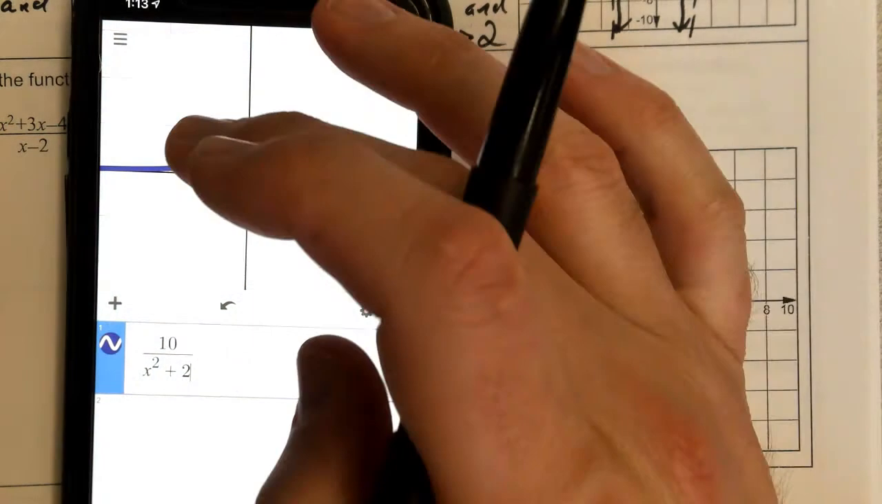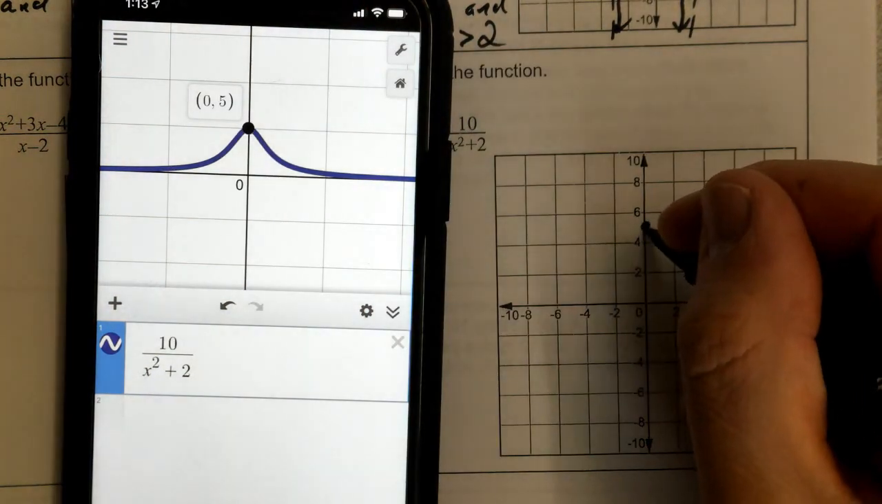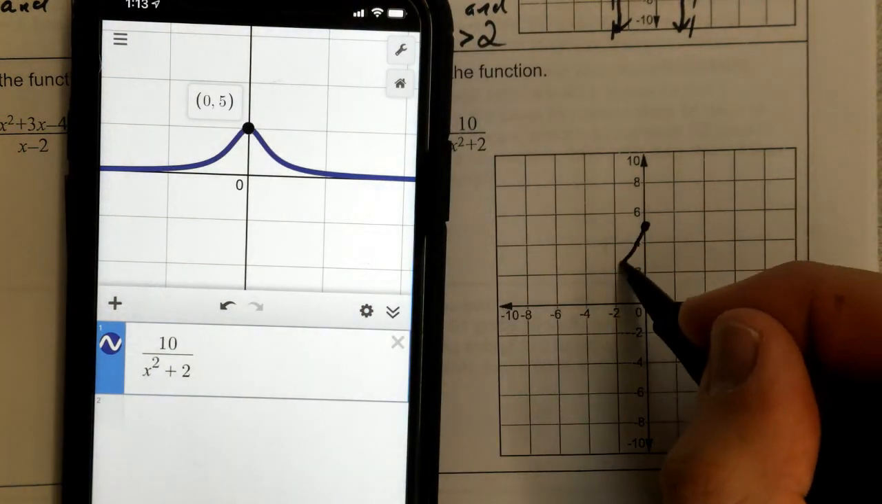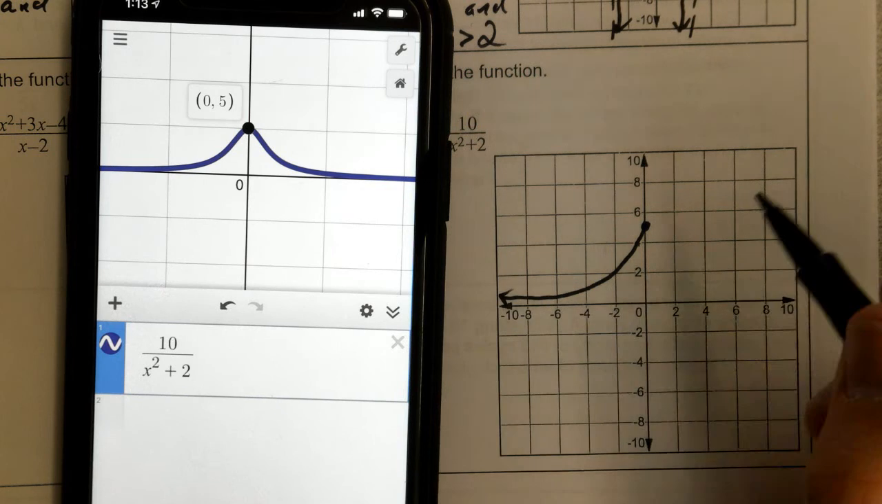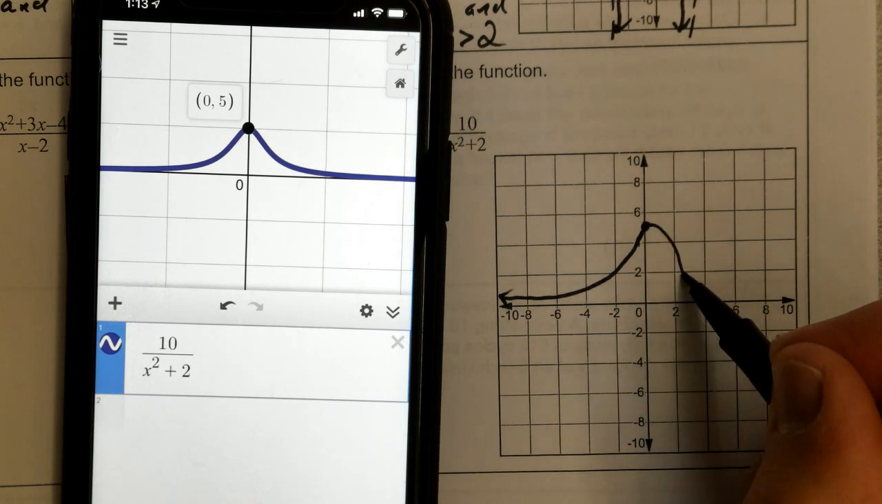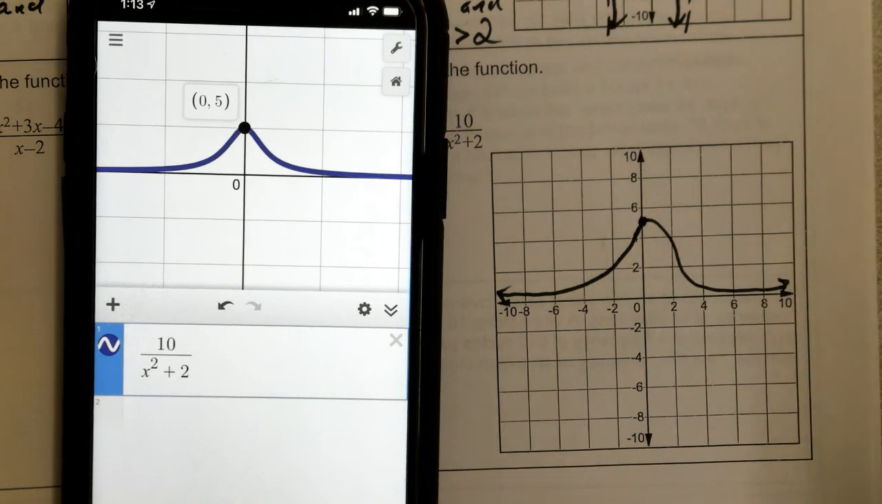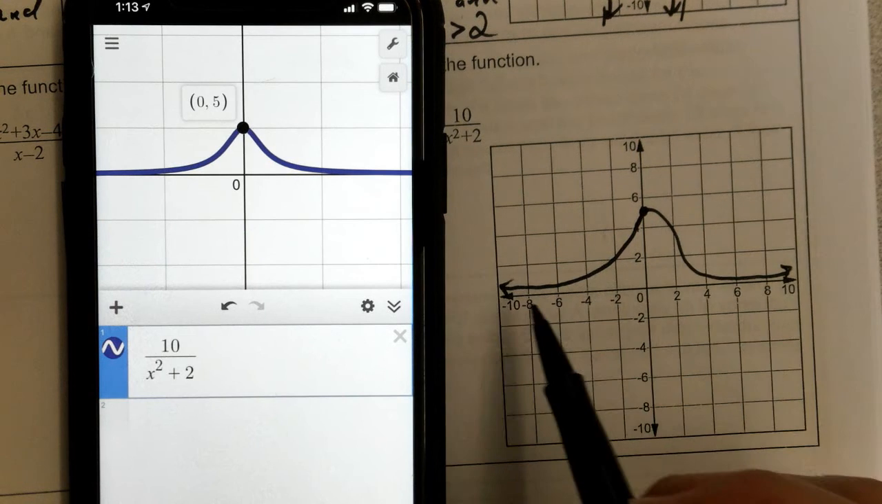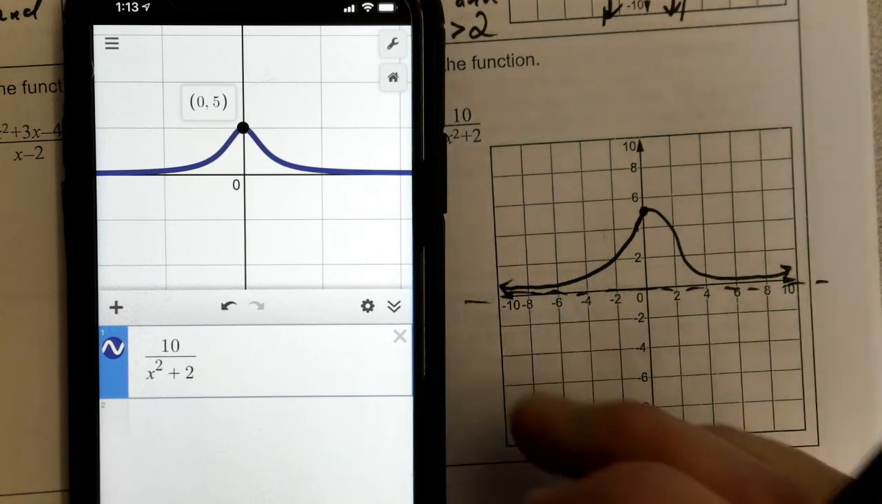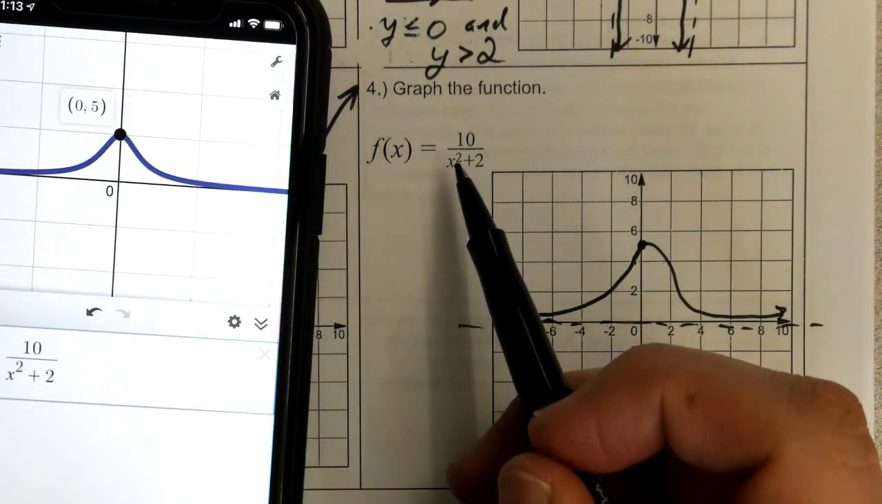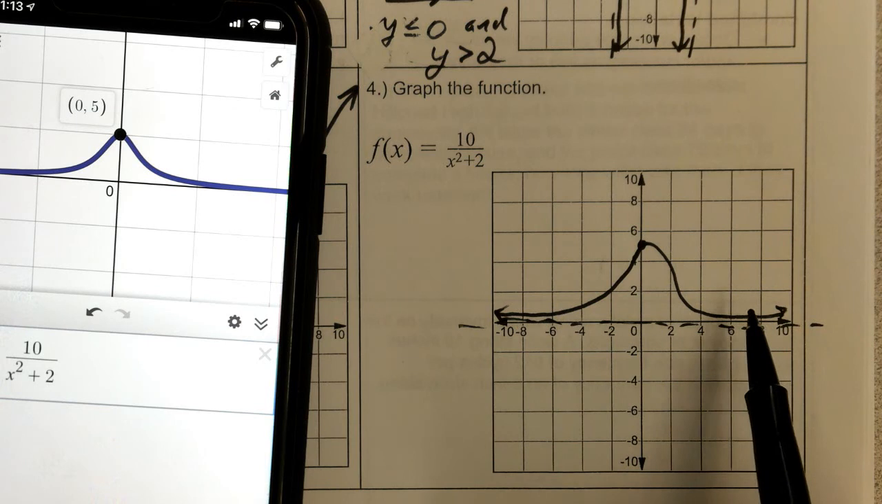All right, so the graph has a maximum of 5 at 0. And then it sort of does one of these things and levels out to y equals 0, like that. It's off a little bit, but you get the idea. There's a horizontal asymptote at 0 because the degree of the numerator is 0, the degree of the denominator is 2, so it's got to be at y equals 0.